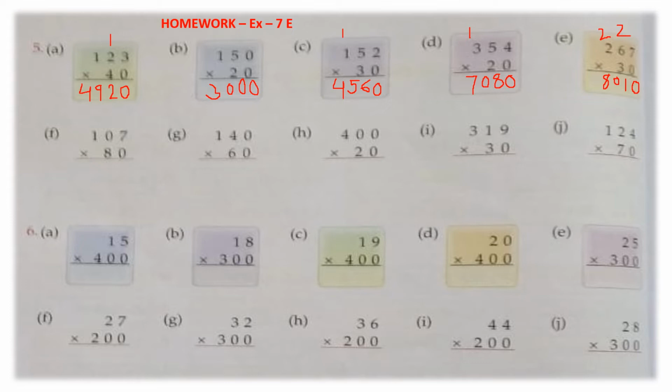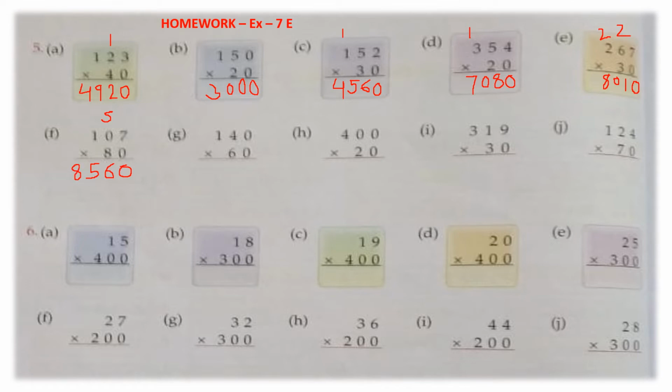Then F part 107 multiplied by 80. Now see 0 is there, so put 0 at the bottom. Then 107 multiplied by 8. Now 8 sevens is 56. Write 6 and 5 carry. Then 8 zeros are 0 plus 5 carry is 5. Then 8 ones are 8. So your answer is 8560.